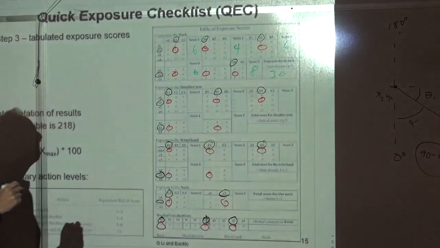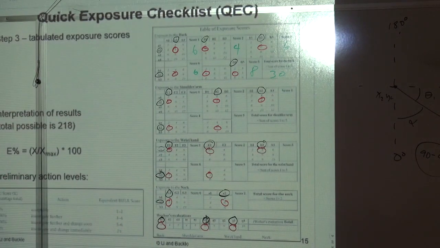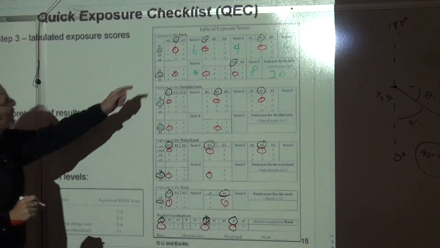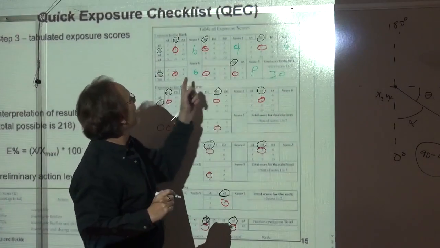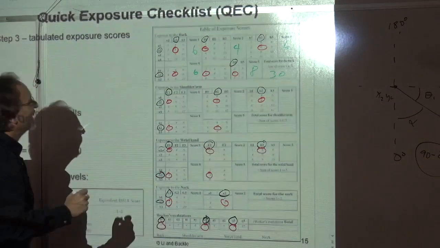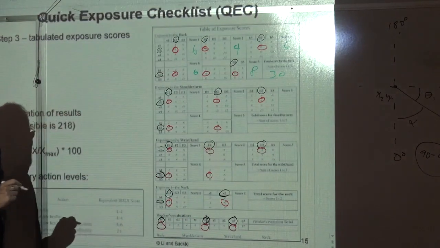Sum of scores 1 to 5. It says sum of scores 1, 2, 5. In other words, this is score 1, this is score 2, 3, 4, and 5. So it's the total. It doesn't have to be between 1 and 5.